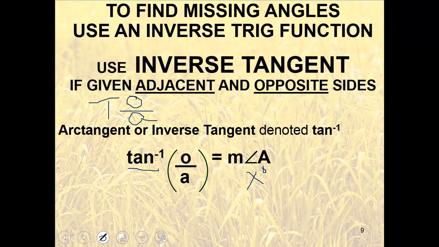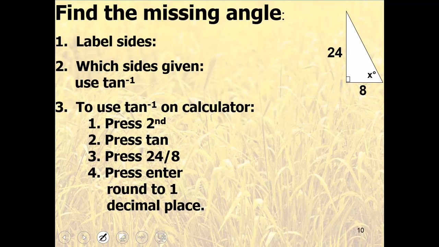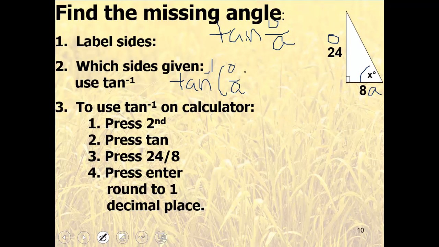So let's use that. So first I'm going to label my sides. Here's my angle in question. This is my adjacent side. This is my opposite side. So I am given information that I can use tangent. Remember, tangent is opposite over adjacent. So the inverse tangent of my opposite over adjacent is going to give me the degree measure of my angle. I'm going to plug in my information from this diagram.